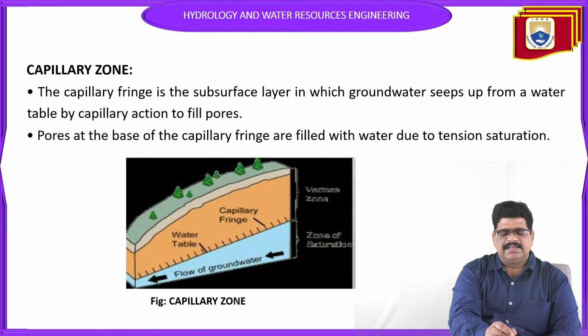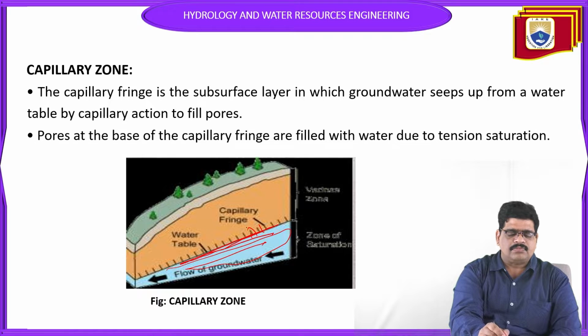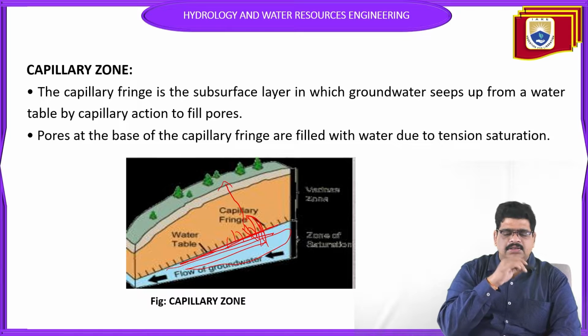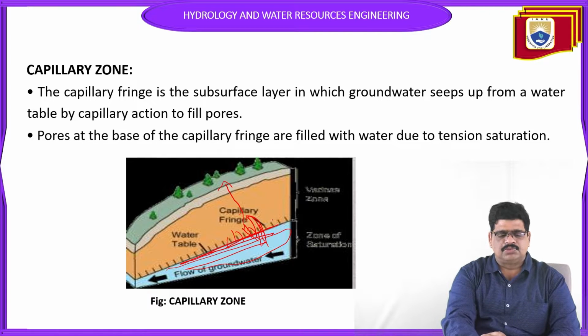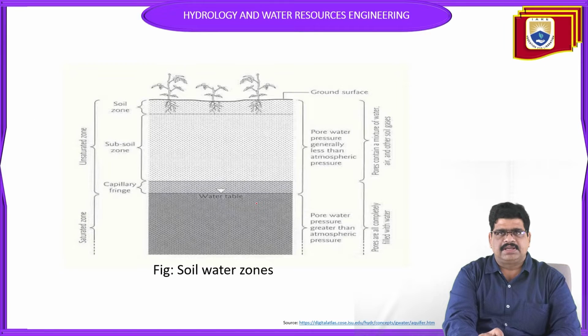Here, there is a water table, shown by the black line in the diagram, and there is also a dotted line. Through capillary action, water can move upward from the water table and be absorbed above it. So that is the capillary action of the capillary zone.